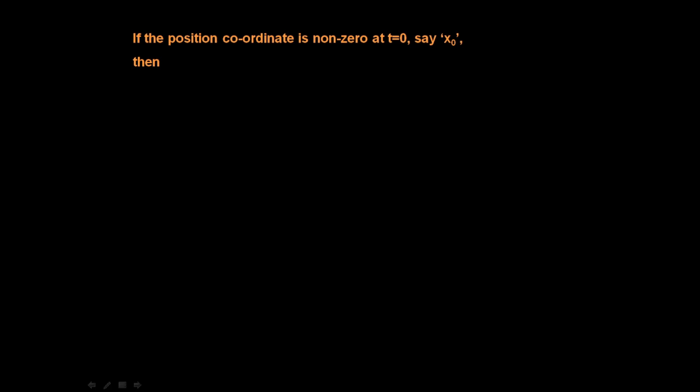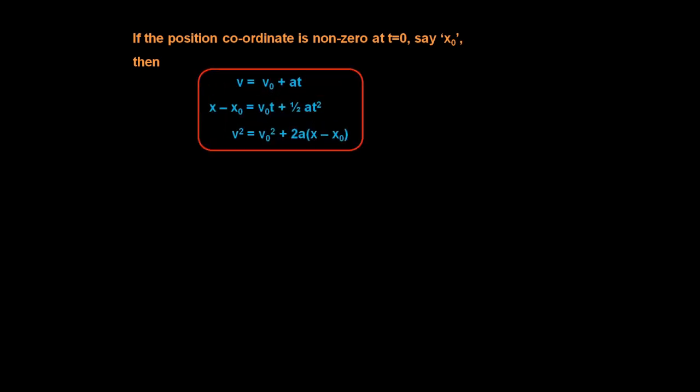If the position coordinate at non-zero time is not 0, say x naught, then V is V naught plus AT, x minus x naught is V naught t plus half AT square, where x minus x naught is displacement s. V square minus V naught square is equal to 2a into x minus x naught.